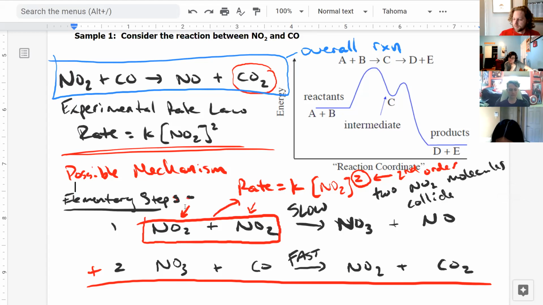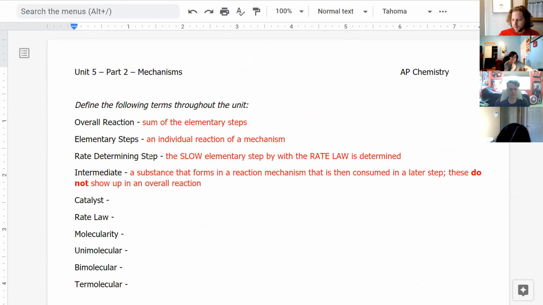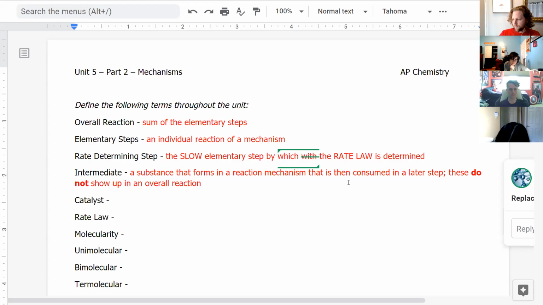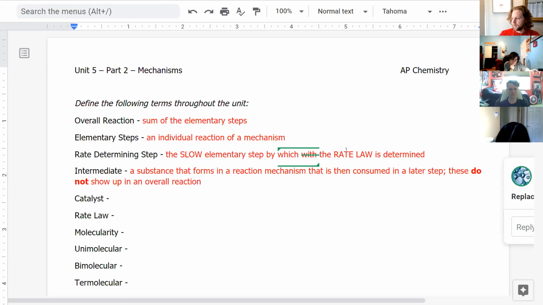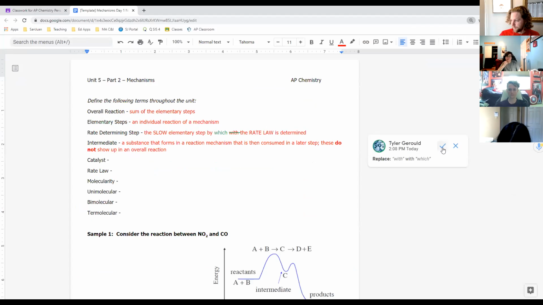If we go back up to, one second, the rate determining step, the slow elementary step by which the rate law is determined.